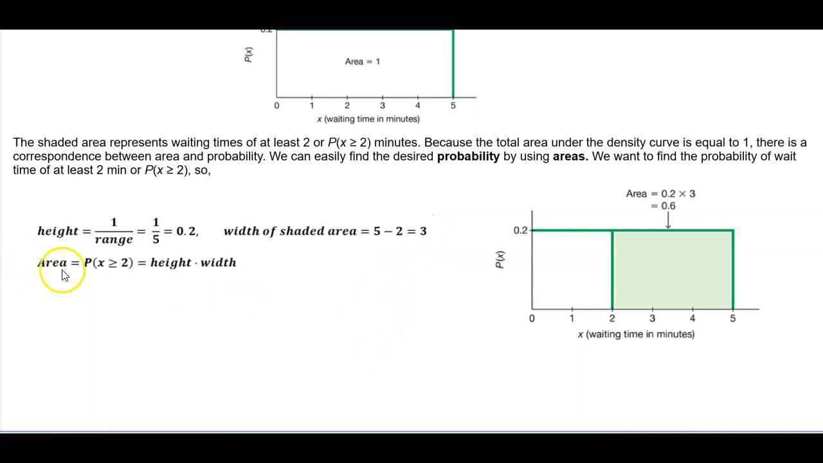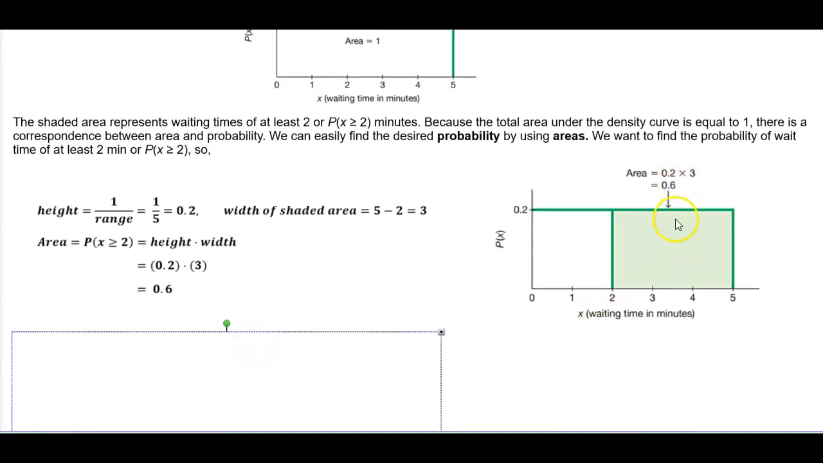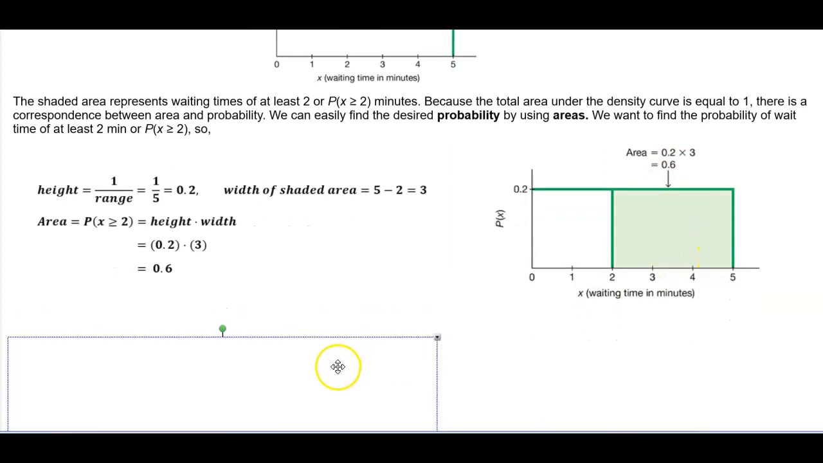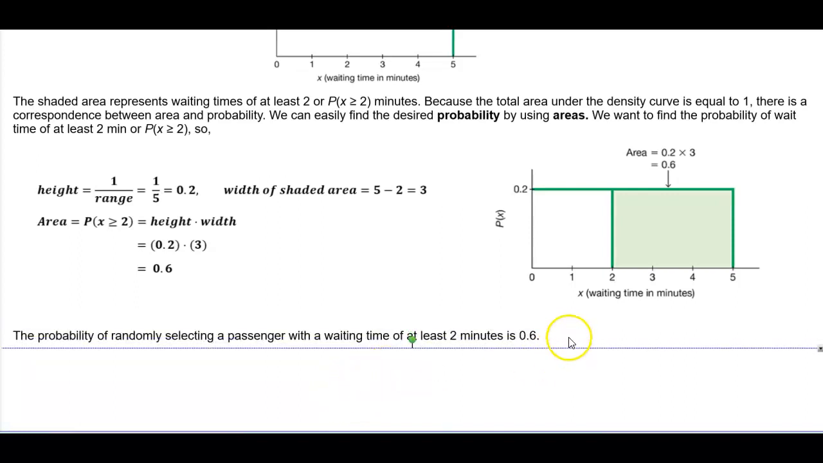So the area, which is the probability of x being greater than or equal to 2, is equal to the height times the width. Well, we see that the height is 0.2 and the width is 3. So 0.2 times 3 is going to give us 0.6, which is what we get over here. So therefore, this shaded area represents the probability of 0.6. And therefore, we would say the following. We would say that the probability of randomly selecting a passenger with a waiting time of at least 2 minutes, meaning in this shaded area, is 0.6.